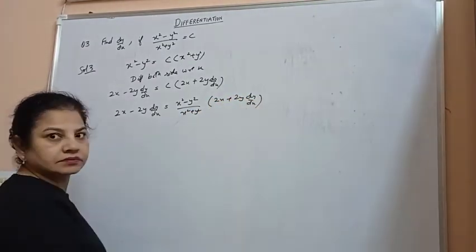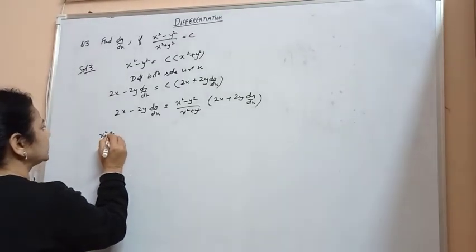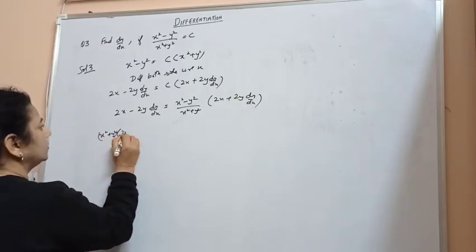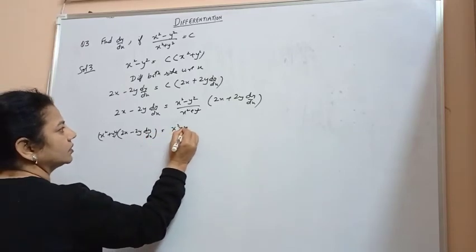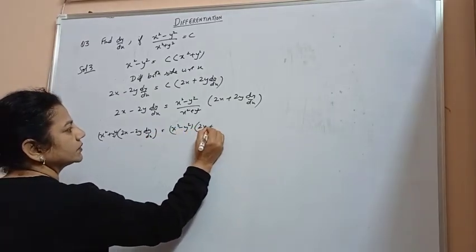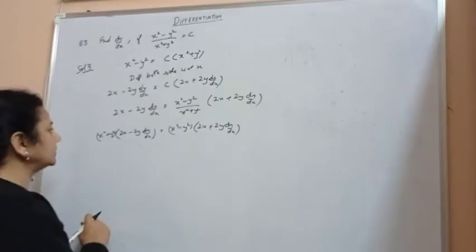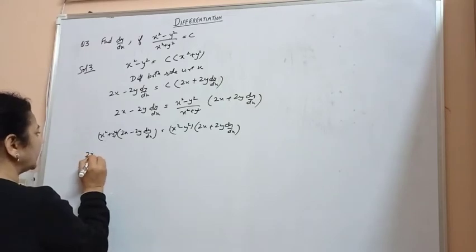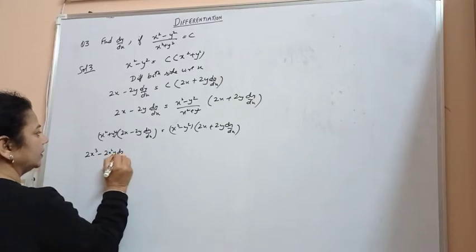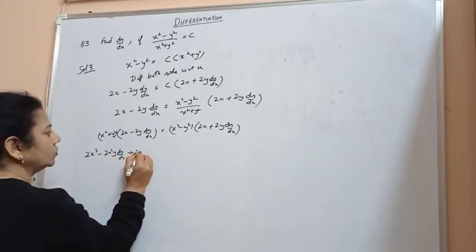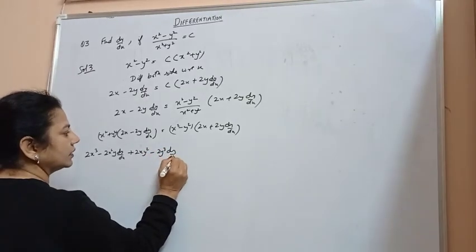Now cross multiply x square plus y square: 2x minus 2y dy by dx is equal to x square minus y square times 2x plus 2y dy by dx. Multiply with these brackets, I get 2x cube minus 2x square y dy by dx plus 2xy square minus 2y cube dy by dx.